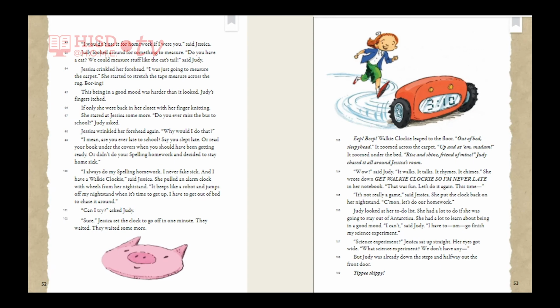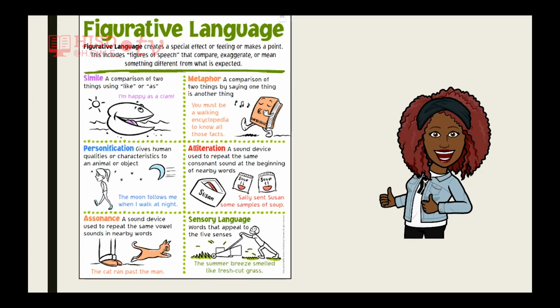Yippee skippy! Today we're going to be using our story, Judy Moody, Mood Martian, to look at figurative language. Figurative language is what authors use to create a special effect or feeling, or to make a point. This includes figures of speech that compare, exaggerate, or mean something different than what is expected. For example, we have a simile. Similes compare two things using the words like or as. I'm happy as a clam.